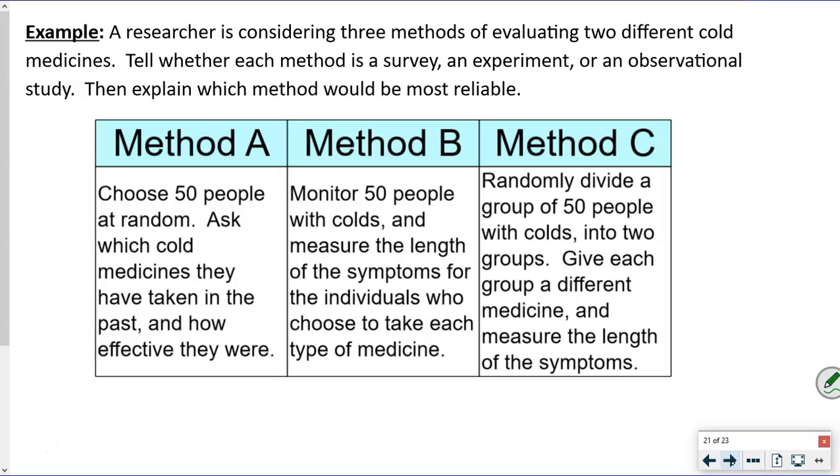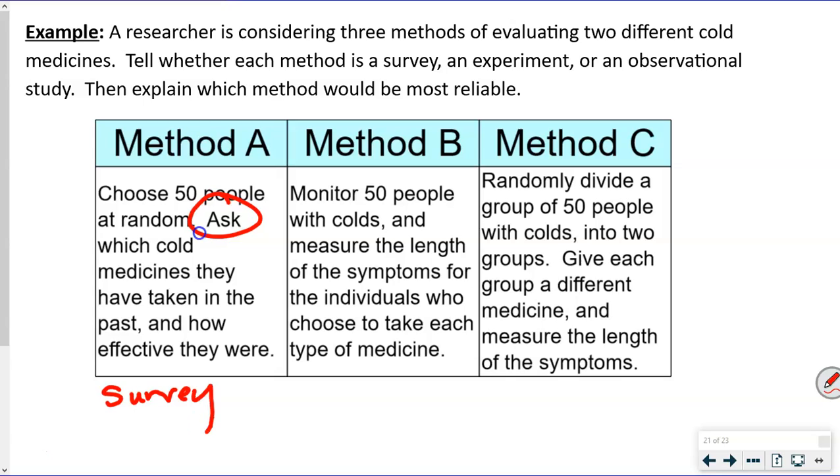All right, so here's our last example, and then we're going to do a you try. A researcher is considering three methods of evaluating two different cold medicines. Tell whether each method is a survey, experiment, or observational study. Then explain which method would be most reliable. On this first one, it says choose 50 people at random, ask which cold medicine they have taken in the past and how effective it was. So we're asking them, right? Because we're asking them, this would be a survey, wouldn't it?